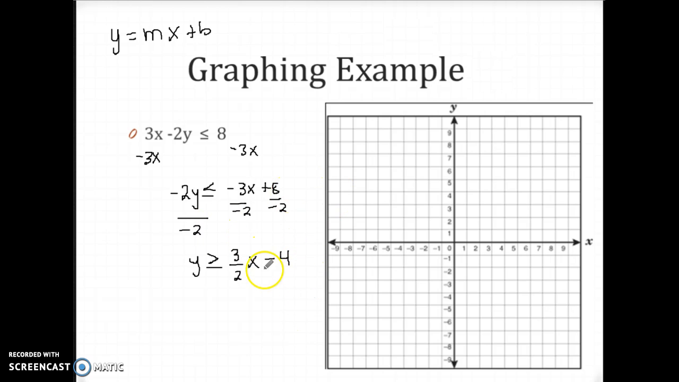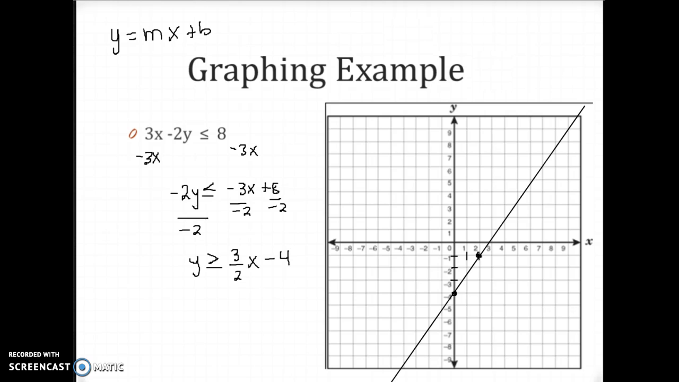It crosses my y-axis at -4, and it has a positive slope of 3/2. So up 3, to the right 2. And there's my second point. So again, solid line because of the equal sign. And I'm going to extend this line all the way down.